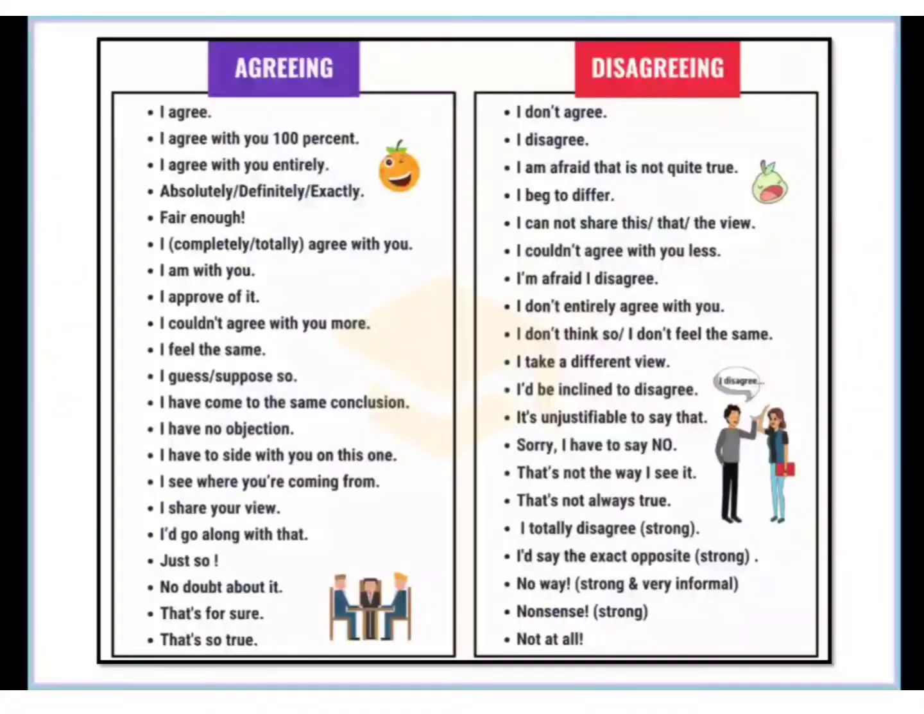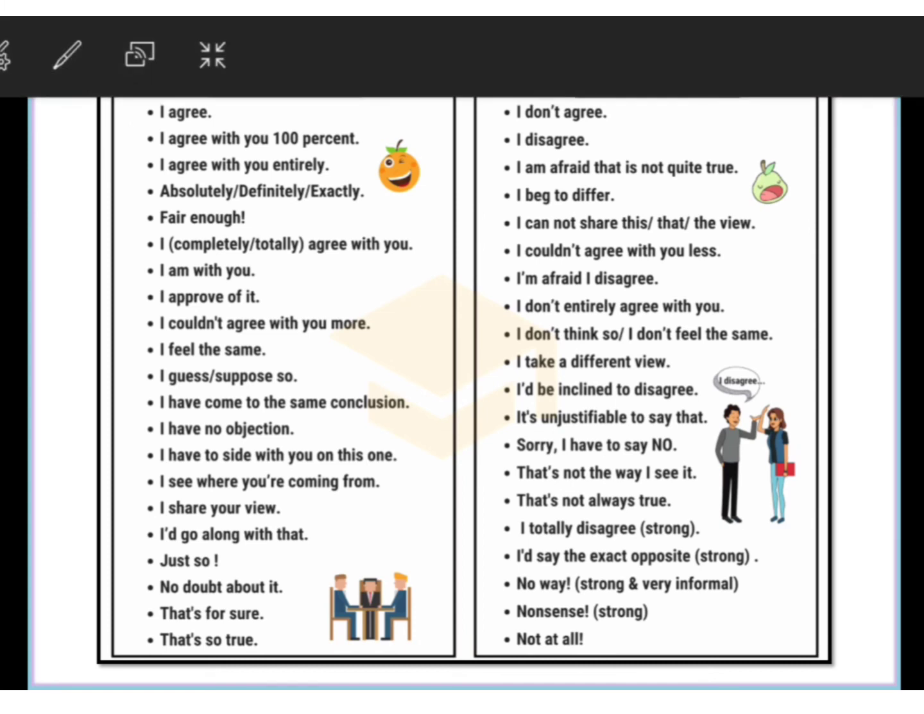Okay, let's continue. Here are other expressions that you can use in order to show if you agree or disagree with a certain thing. For example, I agree, agreement. I agree with you 100%. It means I agree with your opinion 100%. Same thing here, I agree with you entirely. Absolutely we took. Similarly we have definitely. And you can read the other expressions.